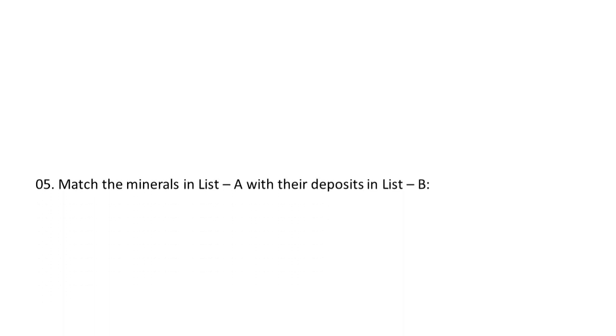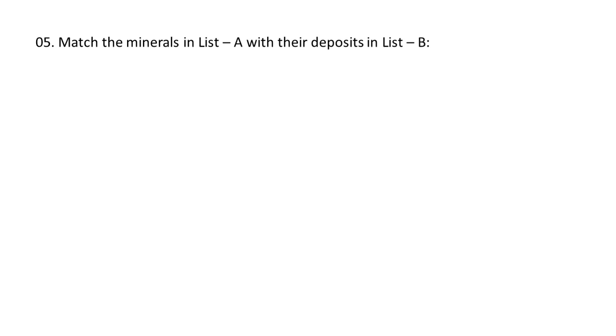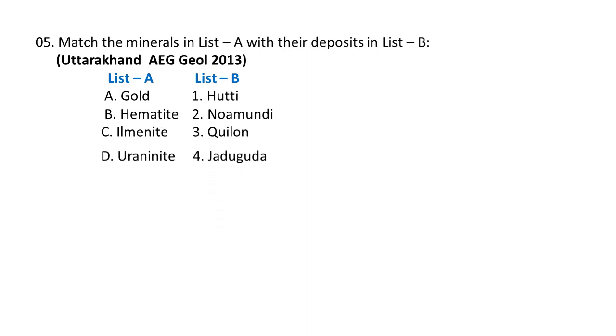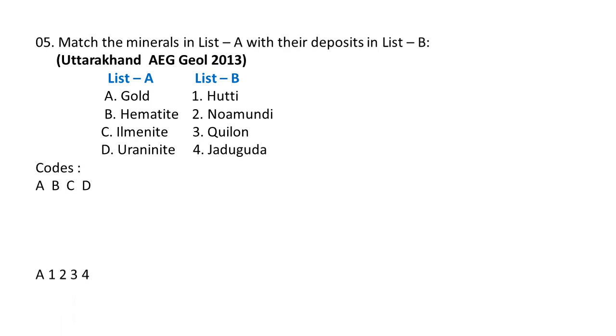Next question. Match the minerals in list A with their deposits in list B. In list A, gold, hematite, ilmenite and uraninite are given. In list B, Hatti, Noamundi, Quilon and Jaduguda are given, and the codes like A, B, C, D are given. The choices are A. A1, B2, C3, D4, B. A4, B3, C2 and D1, C. A1, B4, C2, D3 and D. A4, B3, C1 and D2.